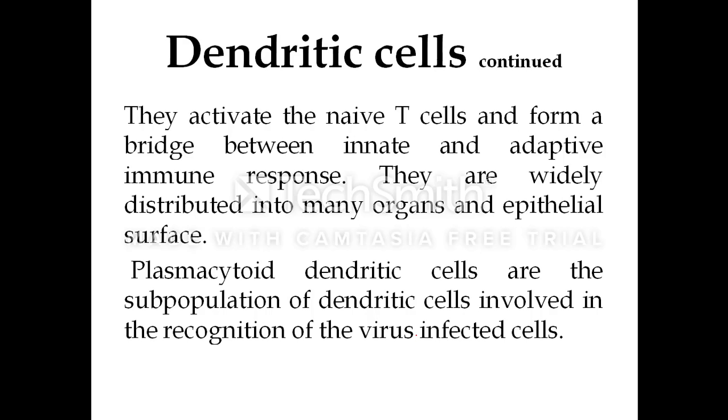They are widely distributed in many organs and epithelial surfaces. There are different types of dendritic cells. Among them, the plasmacytoid dendritic cells are a subpopulation of the dendritic cells. These are the type of dendritic cells involved in recognition of virus infected cells, that is, virus infection inside the body.